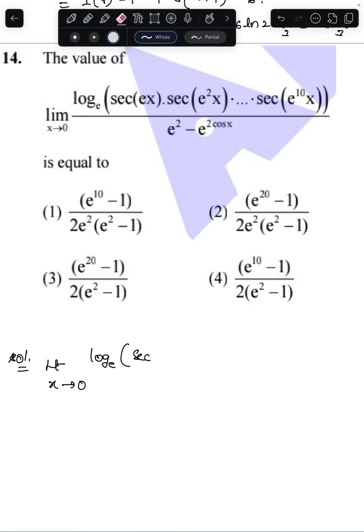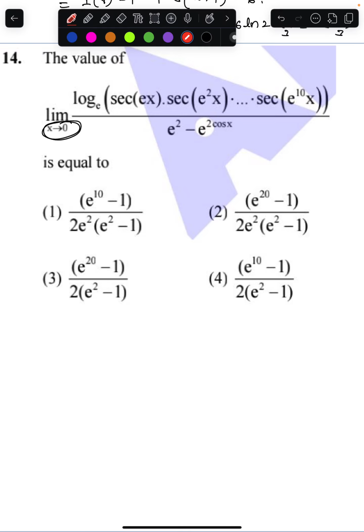Here, if you see the form, x is approaching 0. If you substitute x as 0, you will get the denominator as 0. Coming to the numerator, x as 0 means secant 0, which is 1, secant of e square into 0, again secant 0, 1. So every term is 1, and log 1 means 0. So it is of the form 0 by 0, which means we can use L'Hospital's rule.